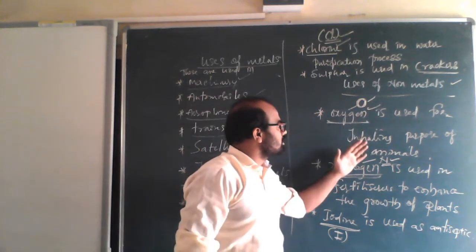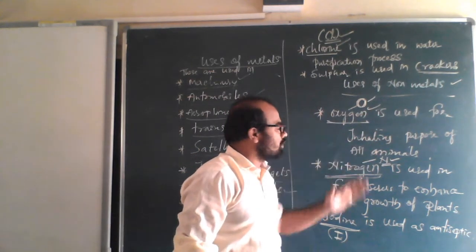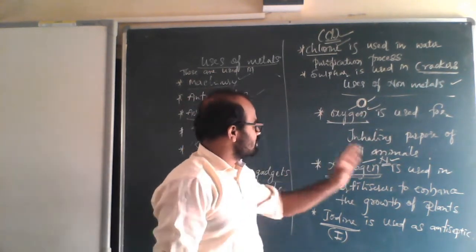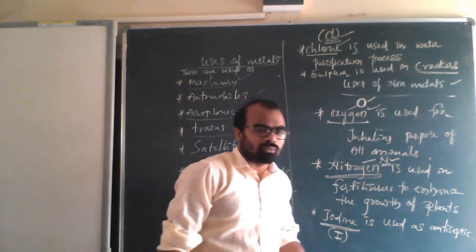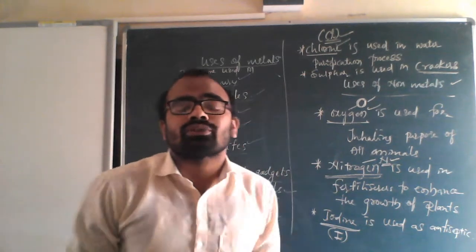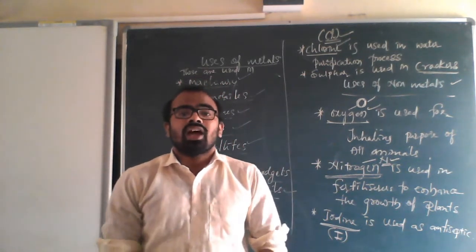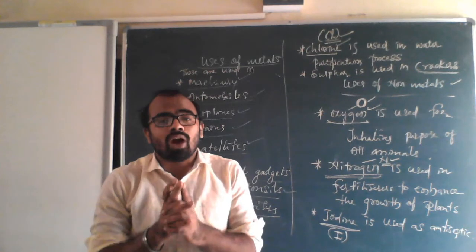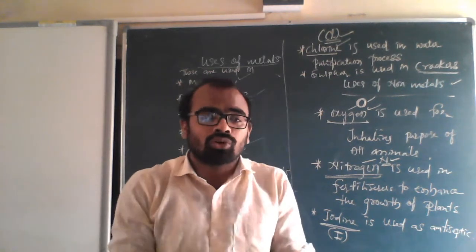Oxygen is used for inhaling purposes of all animals, whereas nitrogen is used in fertilizers to enhance the growth of plants. Iodine is used as an antiseptic, that is the fourth one. Third one is chlorine, used in the water purification process, and sulfur is used in crackers. And a 1 mark question will come out of these 5.